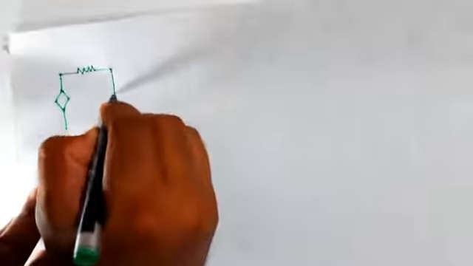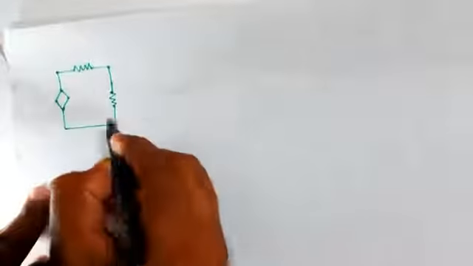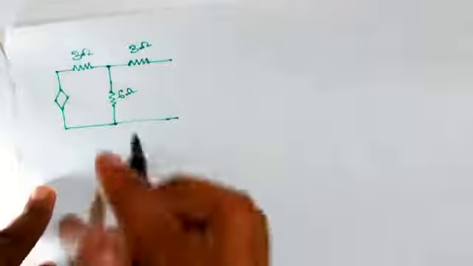For the Norton resistance, we need to redraw this circuit. This is 3 ohm, this is 3 ohm, and this is 6 ohm. This is the dependent source, plus or minus 20 Ix. This Ix depends upon this current.